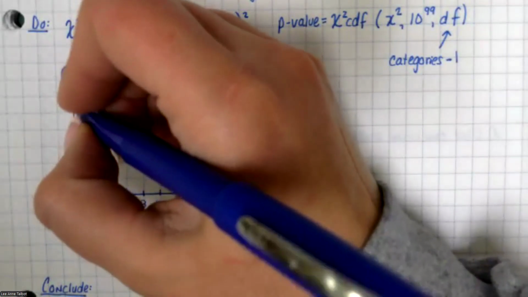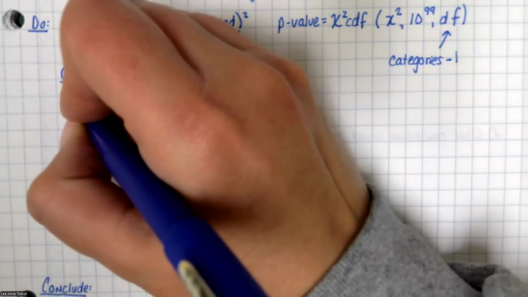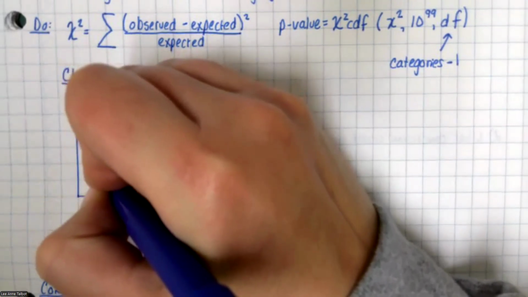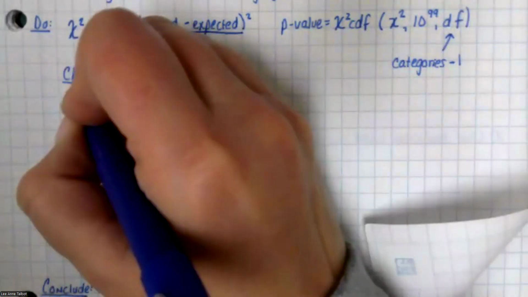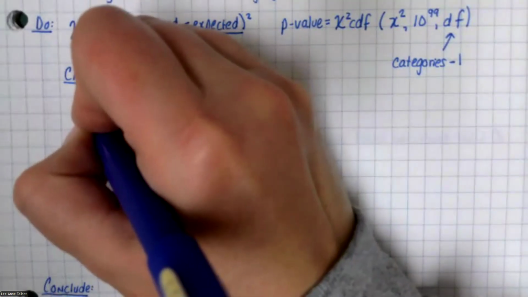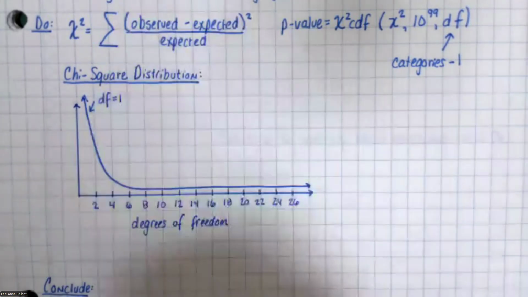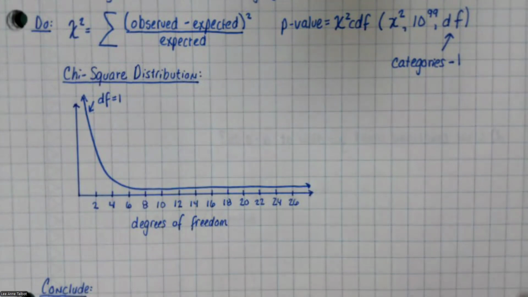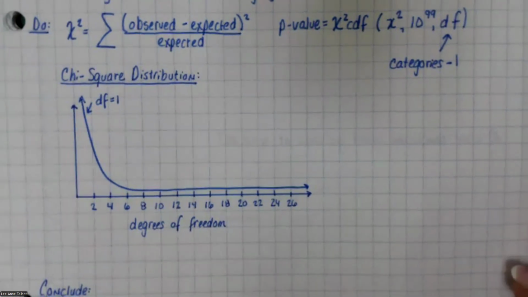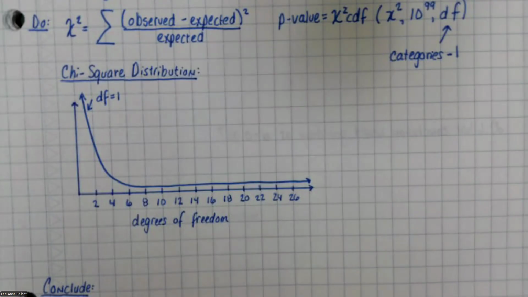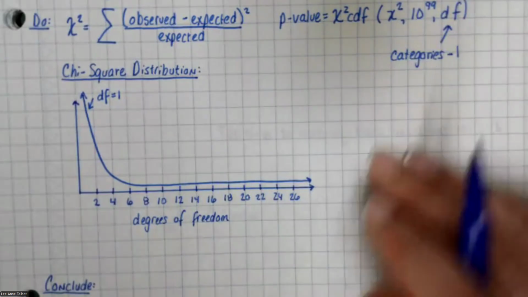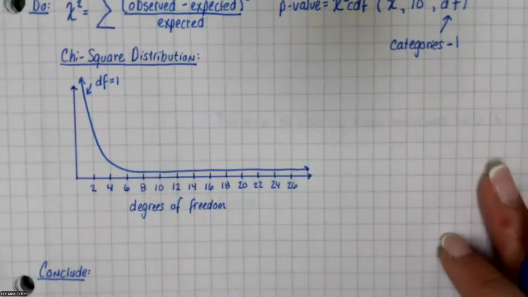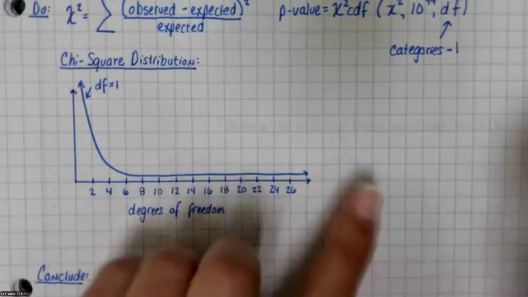So go ahead and draw in degrees of freedom 1. That's bad. We wouldn't really use that. But before we do the other ones, we're going to talk about the shape and the center and spread. So we're going to do a description of the chi-square distribution.